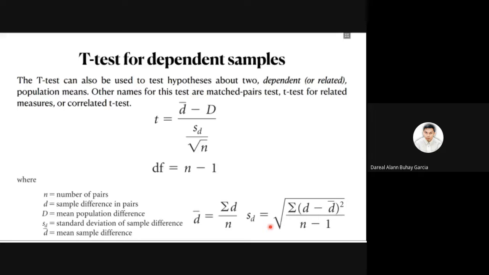This test utilizes the sample mean of differences, d bar, and the standard deviation of differences, SD. An assumption for this test is that the differences of the two populations are normally distributed. Analyzing data by this method involves calculating a t-value with the formula and comparing it with a critical t-value obtained from the table. The critical t-value is obtained from the t-distribution table in the usual way as we did before.